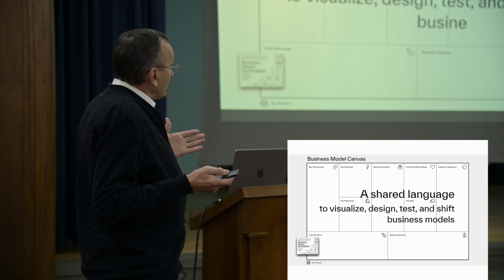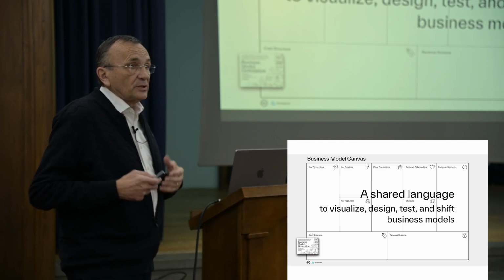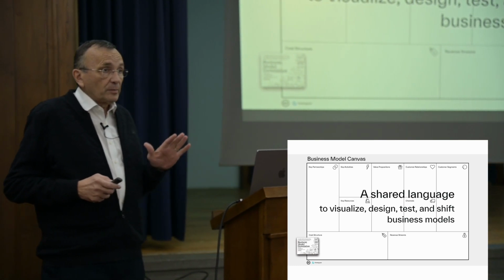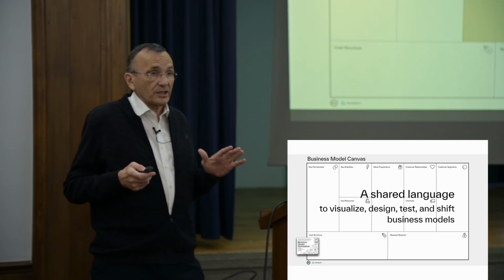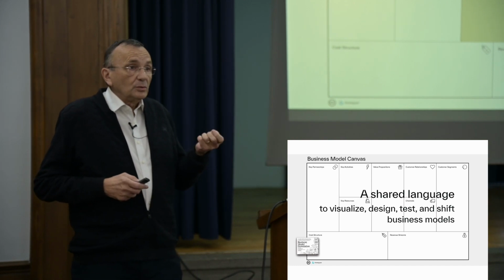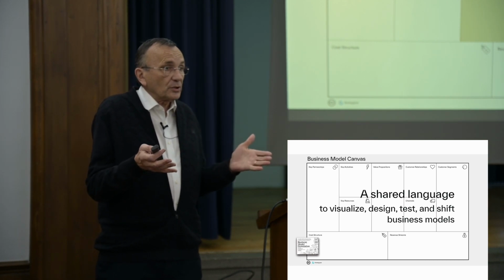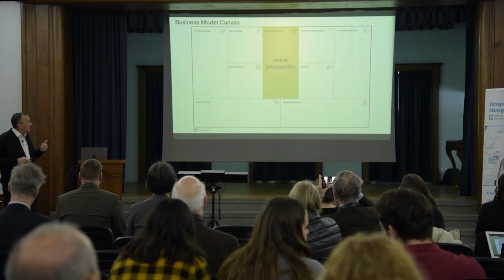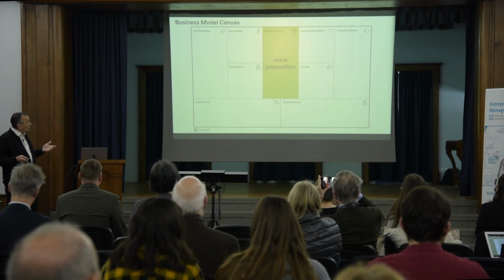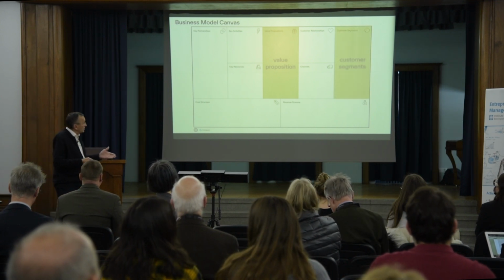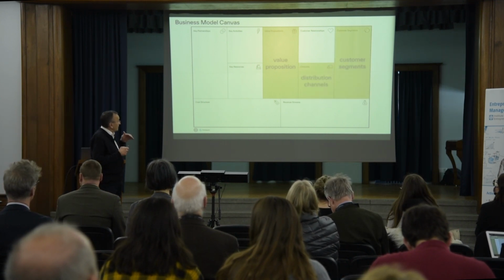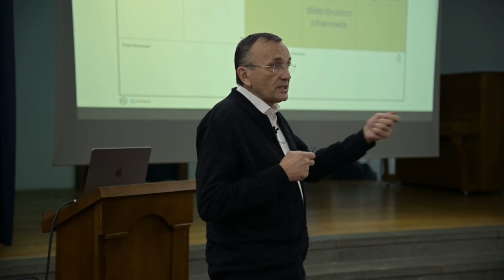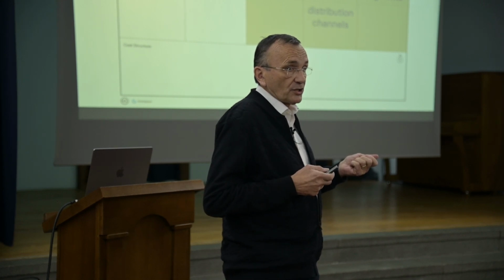It's a shared, common visual language to describe, design, test, and shift business models. Nine blocks corresponding to nine questions, asking the entrepreneurs to tell the story of their future business. First, what do you offer? Who are your customers? How do you reach them? We call that distribution channels. And we also describe the nature of the relationships you try to maintain with your customers.